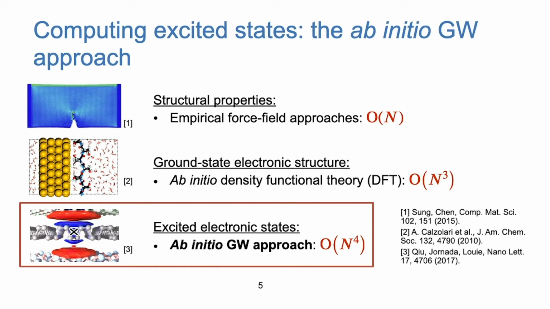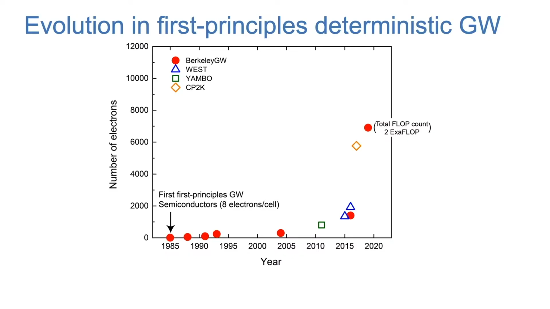To give you an idea of what this means, up to roughly a decade ago, we could only study systems with a few hundred atoms. But the work that we're going to be presenting today breaks the record of large-scale calculations of excited states with over 10,000 valence electrons in the simulation cell and utilizing over 60 total exaflops for the calculation.